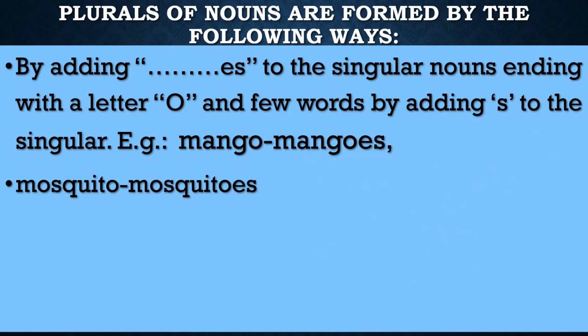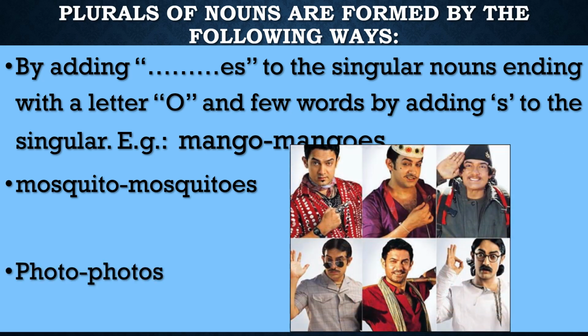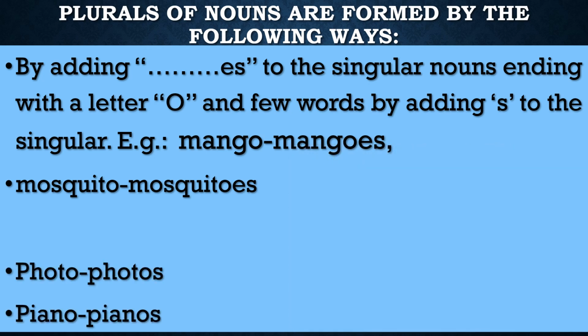However, some nouns that end in o form their plural in the normal way. Normal way means take s after them. Okay, see the examples: photo, photos; piano, pianos.